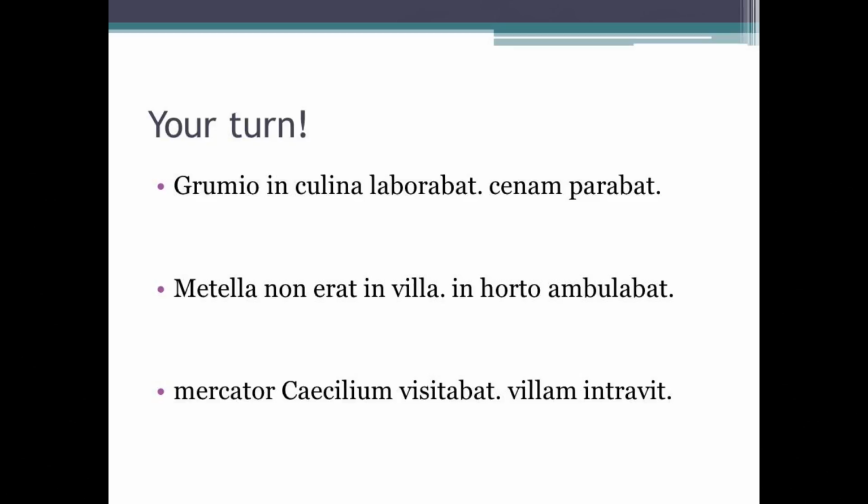I know we've only looked at 3 sentences together, but the grammatical topics are ones which you should be familiar with, and I want to try to keep the length of the video around 10 minutes. So I'm going to let you have a go at the following 3 sentences. So pause the video and have a go at those.